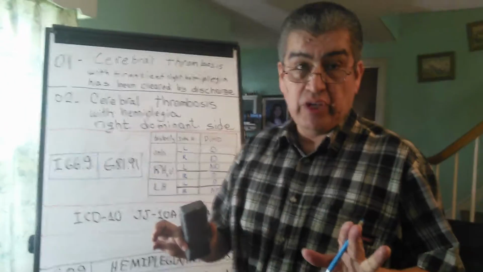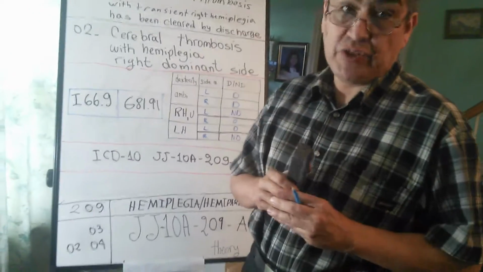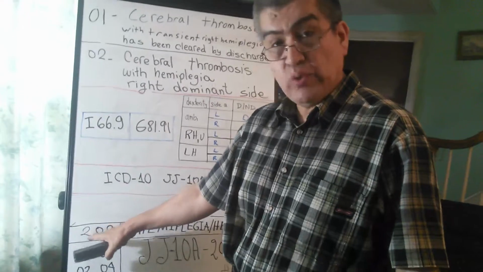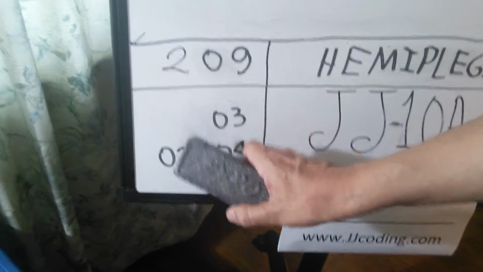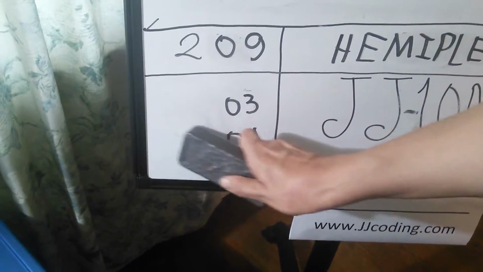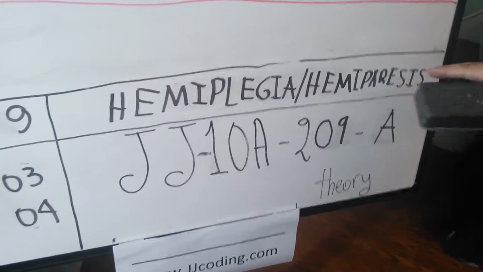Hi, this morning we have a very short video with a very interesting explanation. The name of the exercise we're going to do is right here. The page is 209. Can you point the camera here? The page is 209, and we're going to do number 02. We did number 1 yesterday, and now we're going to do number 02. So we erase this, and we're doing hemiplegia and hemiparesis.